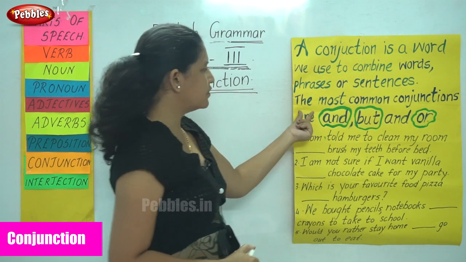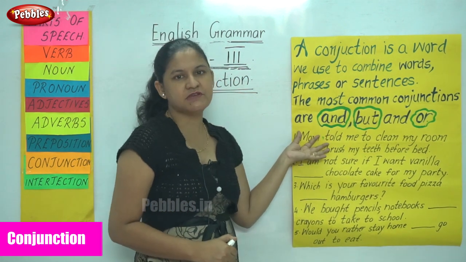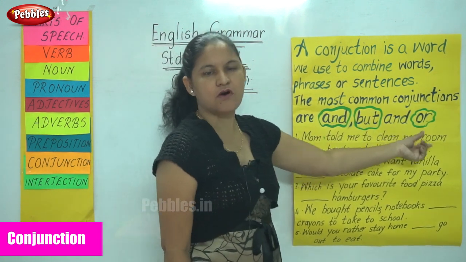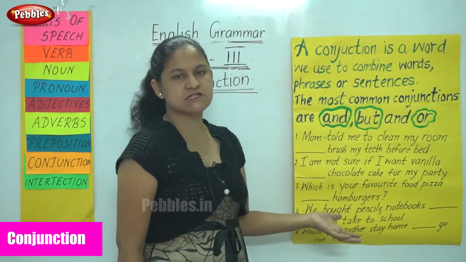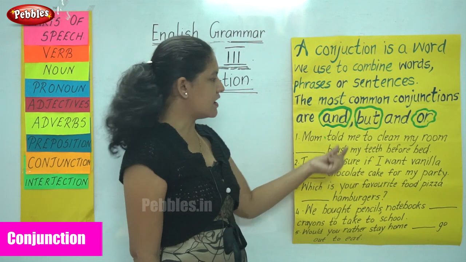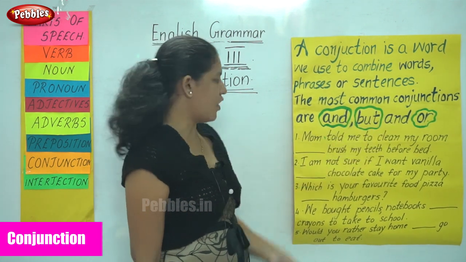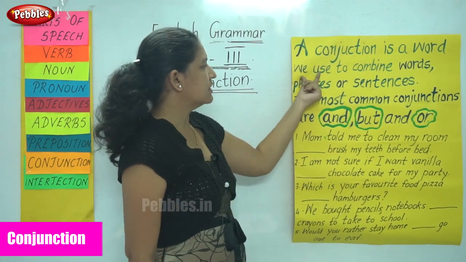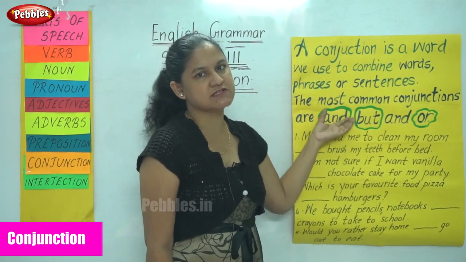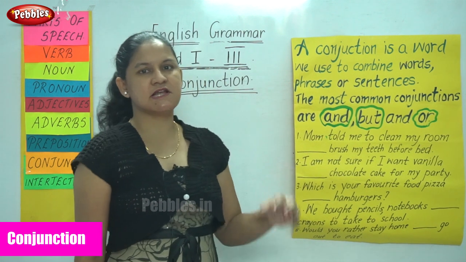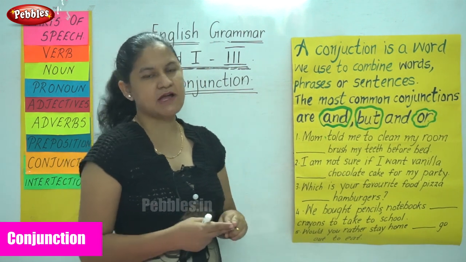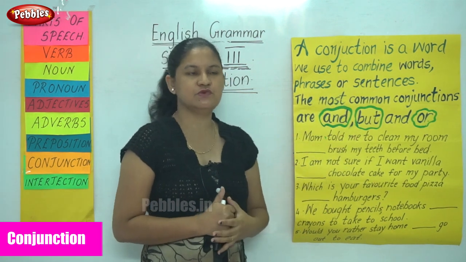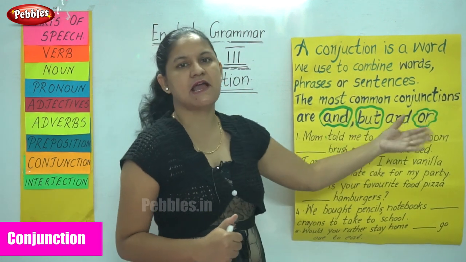The most common conjunctions, which are the only ones we will be seeing, are and, but and or. These are the most common conjunctions that we use every day. A conjunction is nothing but a word that we use to combine words, phrases or sentences, and the most common conjunctions that we use are and, but and or.